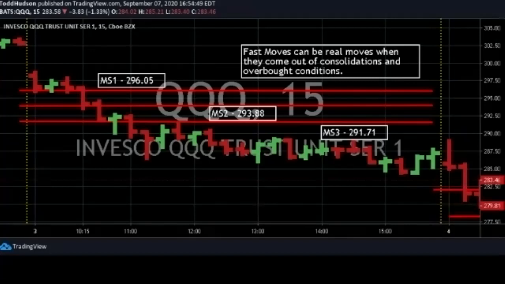expansions or increased volatility. As you can see, the QQQ reaches the MS1 in the first 15 minutes of trading. We get a small pullback. It actually doesn't come all the way back to the open, and then it later trades considerably lower during the trading day. I believe it was an MS6 that day, which would have been one of those days where it's just out of the range. Fast moves can be real moves when they come out of consolidations and overbought conditions.